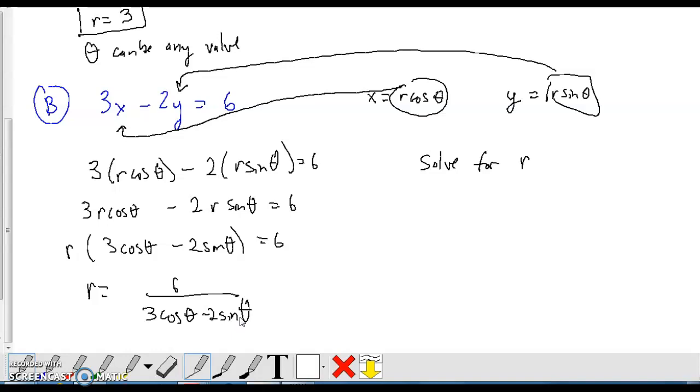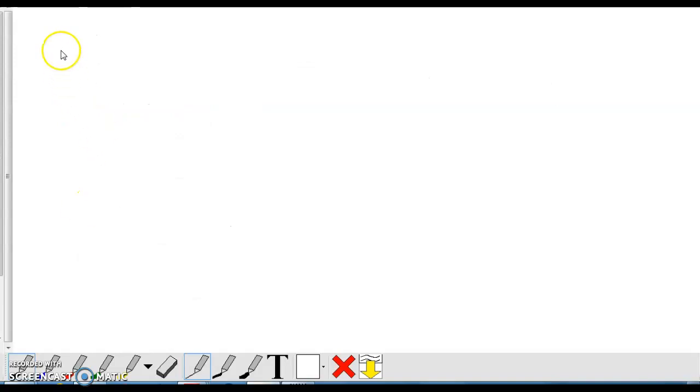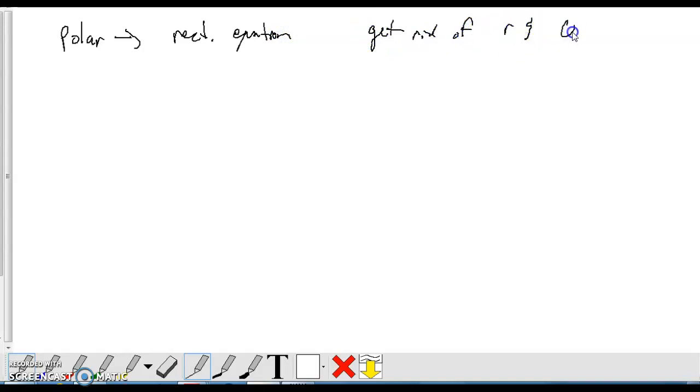What happens if I want to change it? So let's go backwards, let's go to rectangular. We're going to take a polar equation to a rectangular equation. So basically, get rid of r and theta.